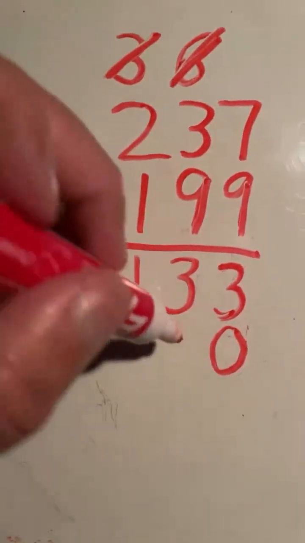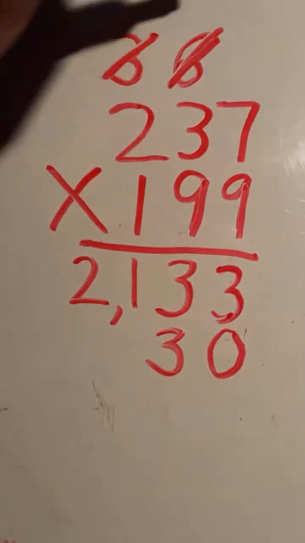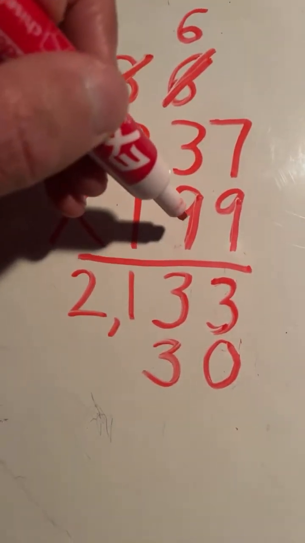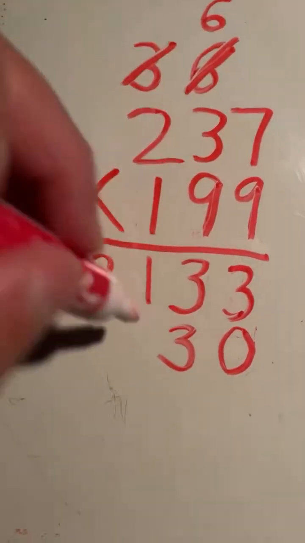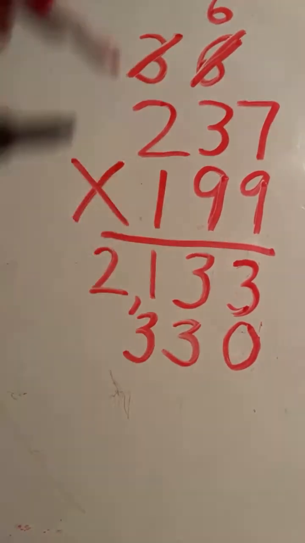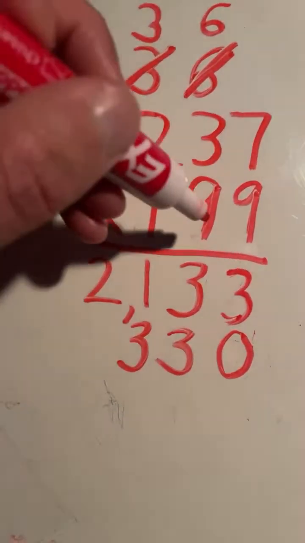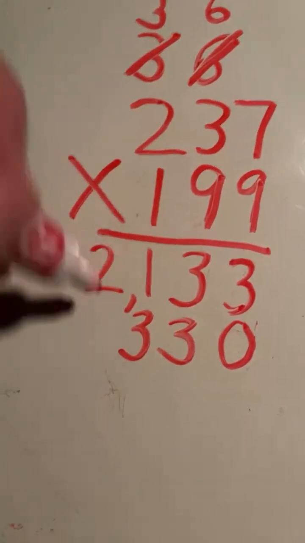7 times 9 equals 63. 3 carry the 6. 3 times 9 equals 27. 27 plus 6 equals 33. 3 carry the 3. 2 times 9 equals 18. 18 plus 3 equals 21.